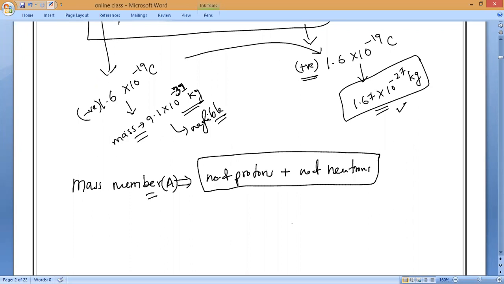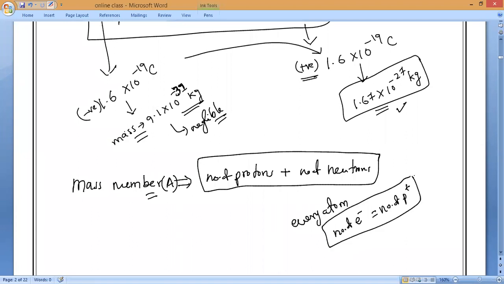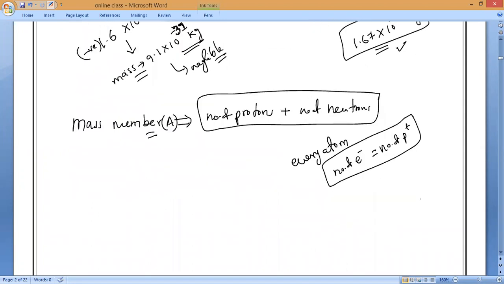But remember, in every atom the number of electrons is equal to the number of protons. That is what we call some number. Can anybody tell me what that number is? You studied it in chapter 3. Anybody, girls or boys? Harish? Atomic number.